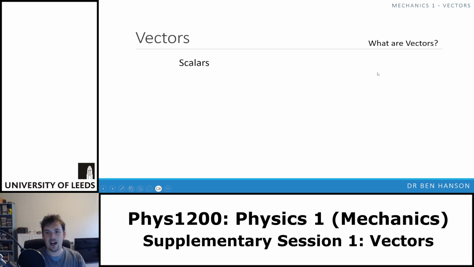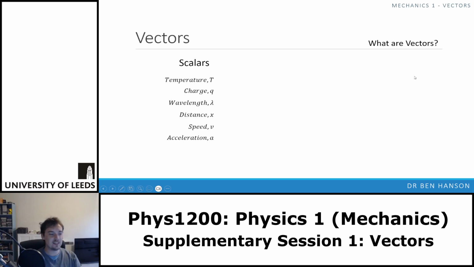Okay, so my examples that I've got, and this is not an exhaustive list, but my examples are temperature, which has units of degrees Celsius, degrees Fahrenheit, or Kelvin is what you'll commonly use in physics.